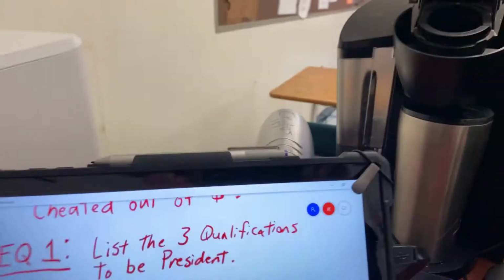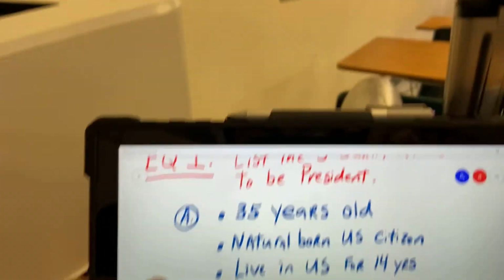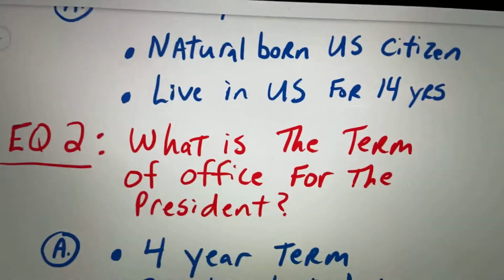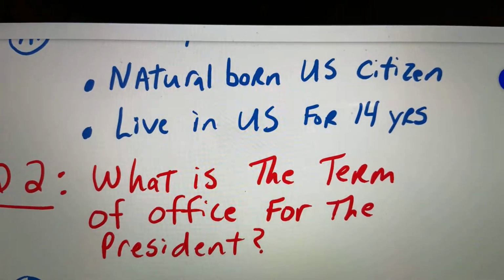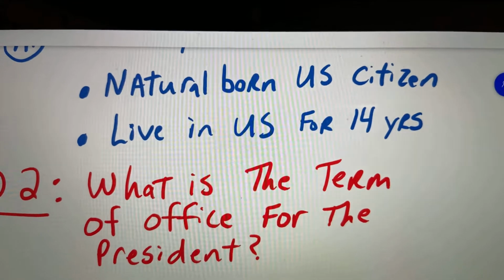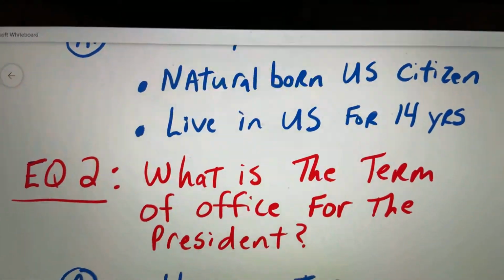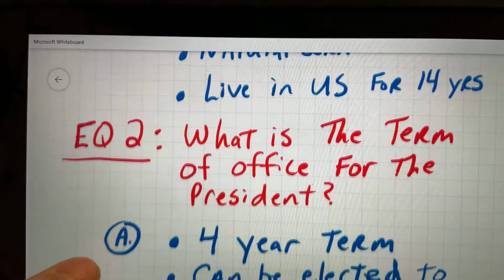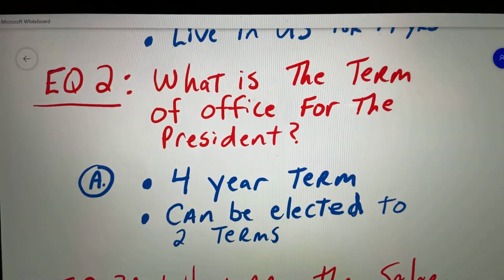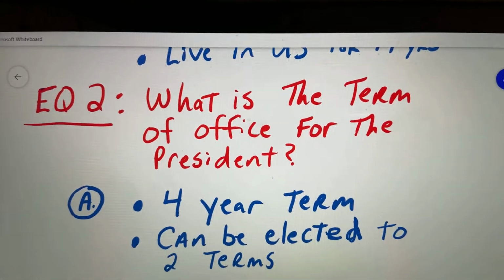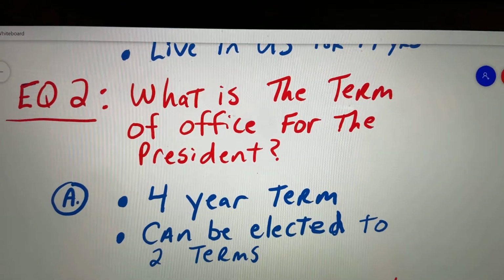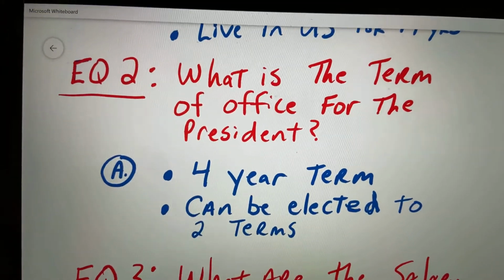All right, we're going to go to EQ number 2 now. This is an easy question. What's the term of office for the president? How long, if a president is elected, how long is his term for? You should know the answer to that. He's elected for a 4-year term. He serves for 4 years as president. President Trump is coming up on the end of his term.